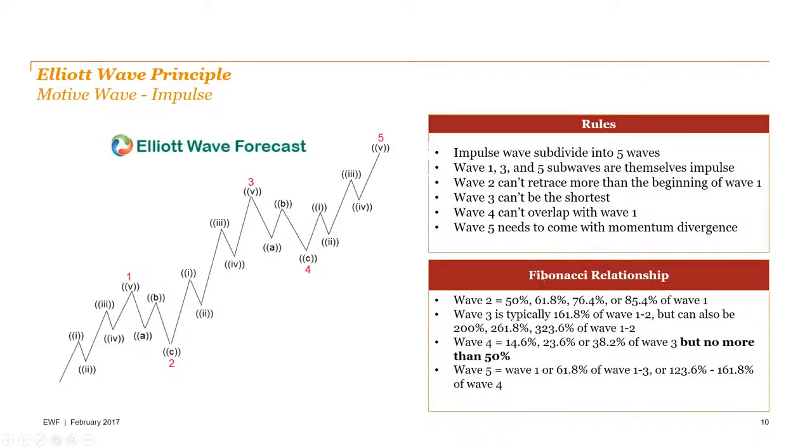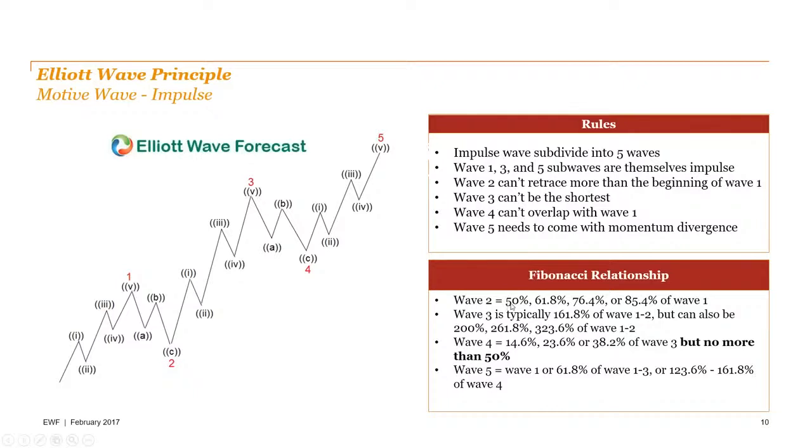Okay? Now, what about the Fibonacci relationship? Wave 2 is between 50%, 61.8%, 76.4%, or 85.4% of wave 1. Right? So it cannot retrace more than wave 1. Most of the time, I would say between 50% and 76.4%. So it's always an area, guys. When you try to buy, for example, you cannot assume that it will touch the 50% retracement and then immediately go up. It doesn't happen that way.